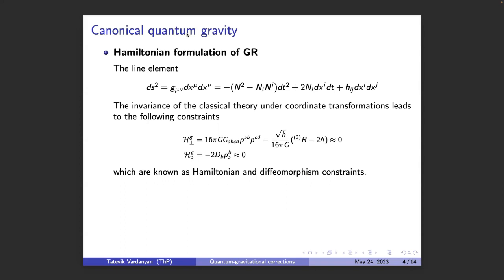After substituting this into the Einstein-Hilbert action and taking the variation with respect to lapse and shift, we will get these two constraints. The first constraint is known as the Hamiltonian constraint, and the second one is known as the diffeomorphism constraint. The first one is obtained after taking the variation with respect to the lapse, and the other one with respect to the shift.